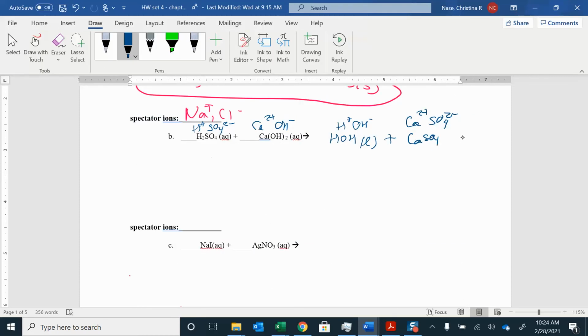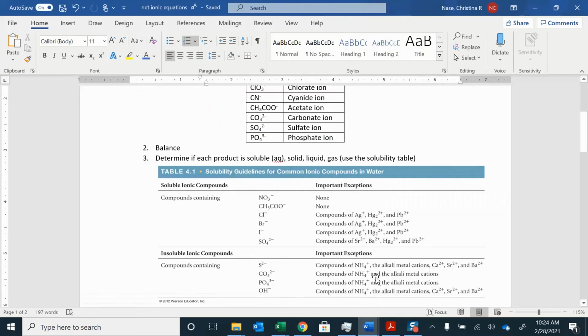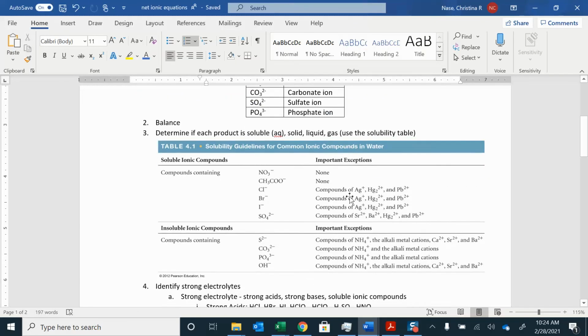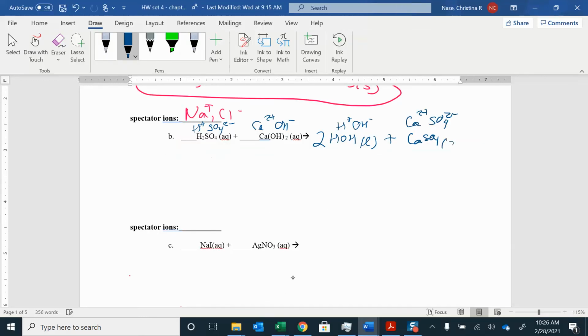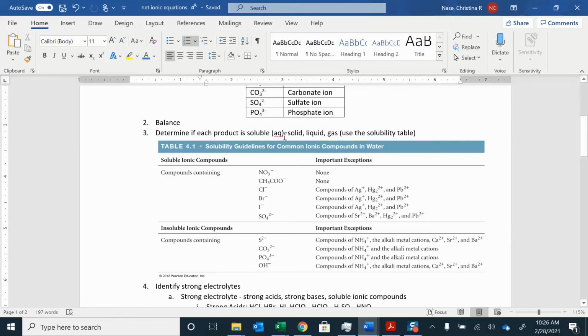So I have 2 hydroxides, and I have 2 H's over here. I'm just going to put a 2 in front of my water, and I'm balanced. Now I can look at calcium sulfate and try to figure out if it is a solid or aqueous. So we look at sulfates. You can see sulfates are usually soluble except with strontium, barium, mercury, and lead, and calcium is not one of those exceptions. So calcium sulfate is going to be soluble, so I can say calcium sulfate is aqueous. Great. So I balanced, I figured out I have a liquid on one side, and a soluble ionic compound on the other.